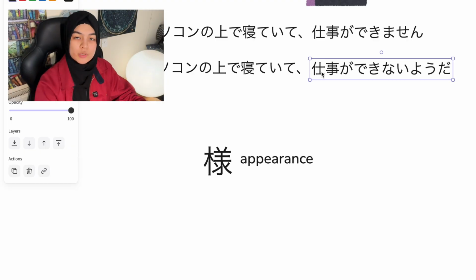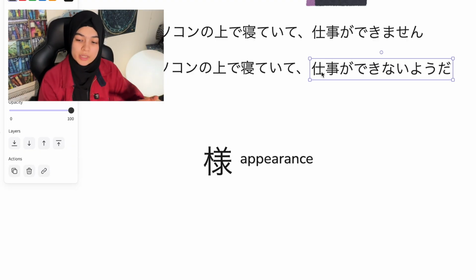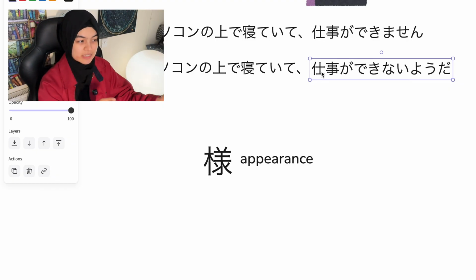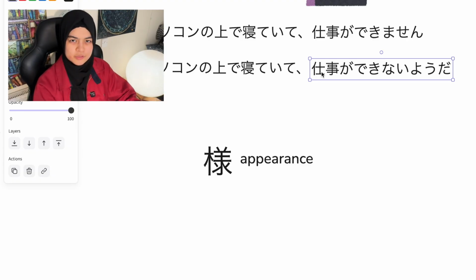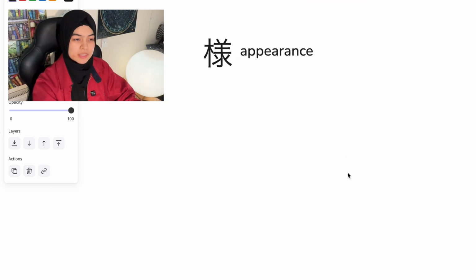That's why when we say 仕事ができないようだ, even though it's often translated as it seems like she's unable to work, the actual literal translation is the appearance is that she's unable to work. ちょっと変ですけど, it sounds a bit weird, but that's what it literally means.